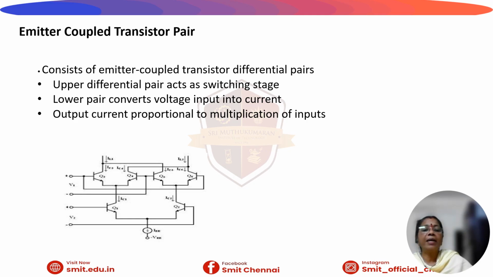The circuit diagram is shown, which is designed using six transistors: two emitter coupled pairs which consist of four transistors, and another emitter coupled pair in which the second voltage is given, which acts as the current source.